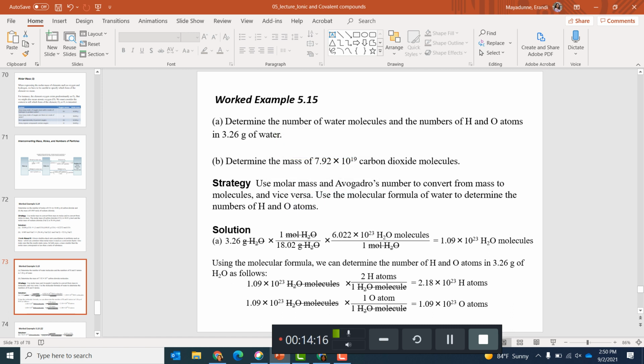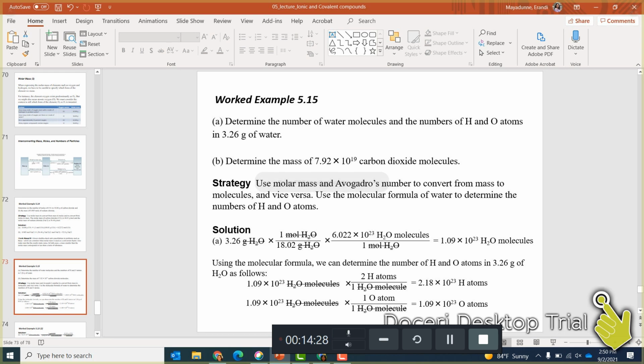Then they ask you for the number of hydrogen and oxygen atoms. So you know water, H2O. One molecule has 1 oxygen atom, and one molecule has 2 hydrogen atoms. So when you get the number of molecules, you multiply by 1 for oxygen. You have the same number of oxygen atoms as molecules, but twice the number of hydrogen atoms, because it's H2O.